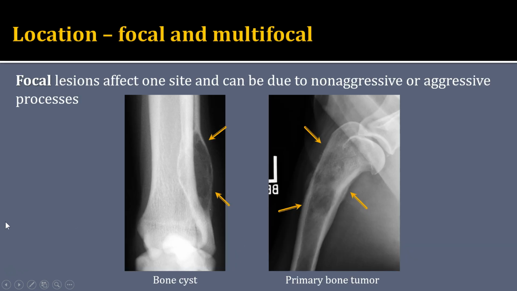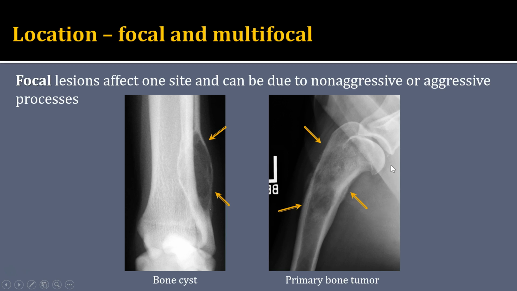The next thing that we'll talk more commonly about is location caused by focal or multifocal lesions. And when we see focal lesions, these are affecting one site or maybe more than one site. They can be due to both non-aggressive or aggressive processes. In the first case, we have one lesion in the distal ulna in this patient. That was our bone cyst we saw before. So geographic lysis with good margins, and this is a bone cyst.